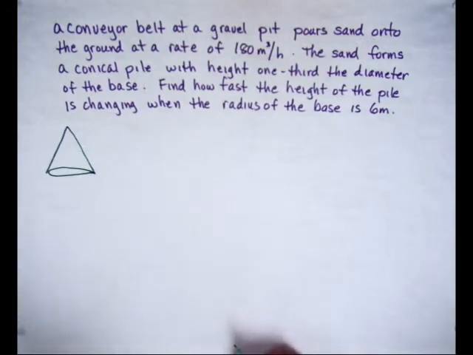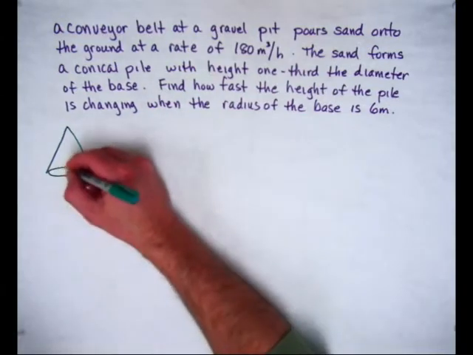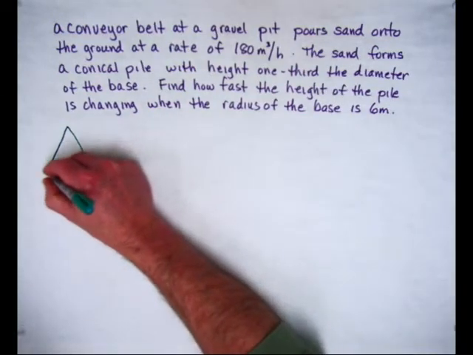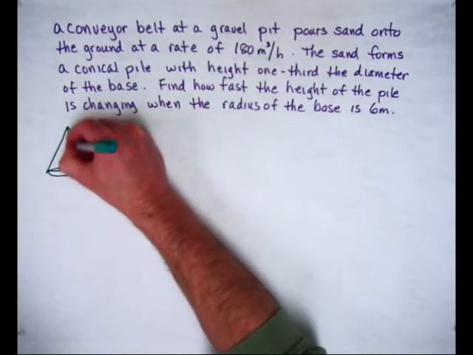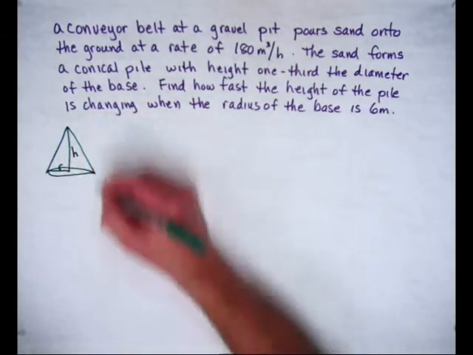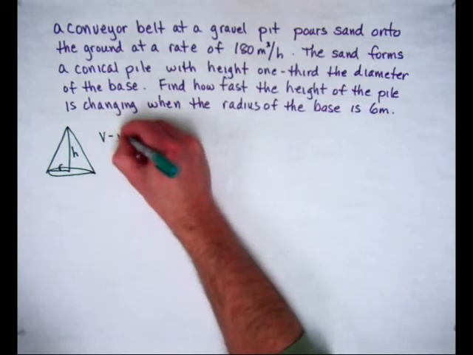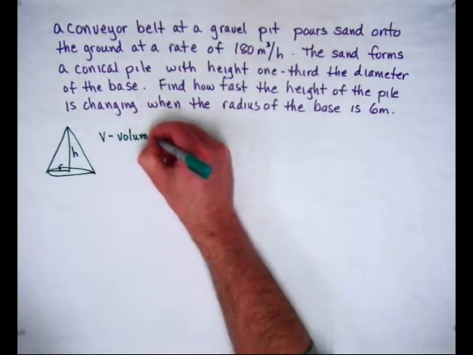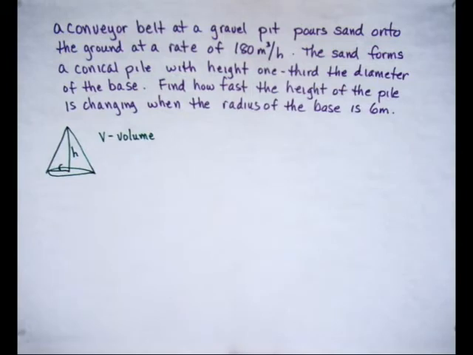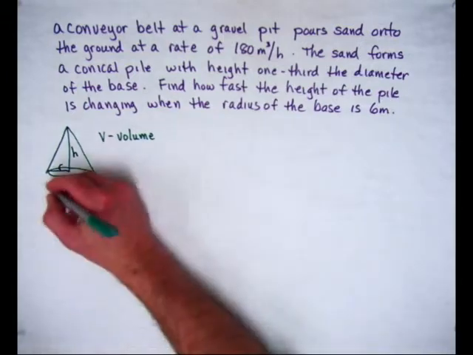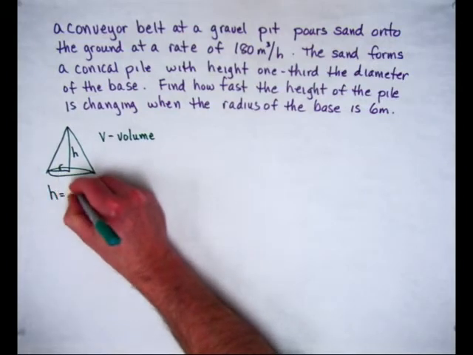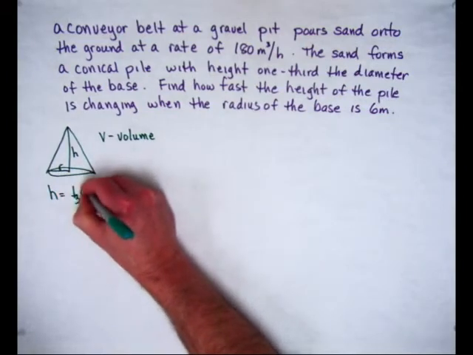The variables that are changing in this case, with a cone, the variables that are in play, you have the radius of the base, r, you have the height of the cone, h, and of course the volume, V, would be all the things that are changing as the sand piles up. We're told that the sand forms a conical pile with the height 1/3 the diameter. So we're also given that the height is always 1/3 of the diameter d.